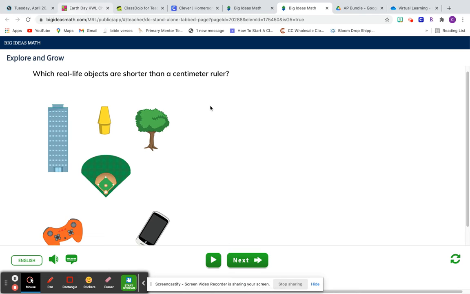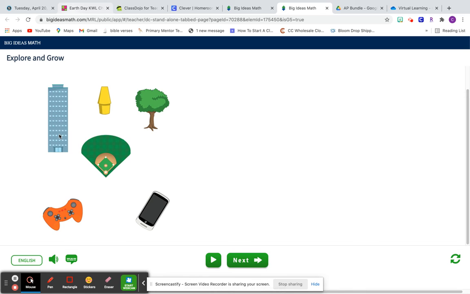So we would use a centimeter ruler to measure anything that is small. So we would not use it to measure a building or a baseball field or a tree, but we could use it for a pencil top eraser, a video game remote, and a cell phone. Select the real-life objects that are shorter than a centimeter ruler.